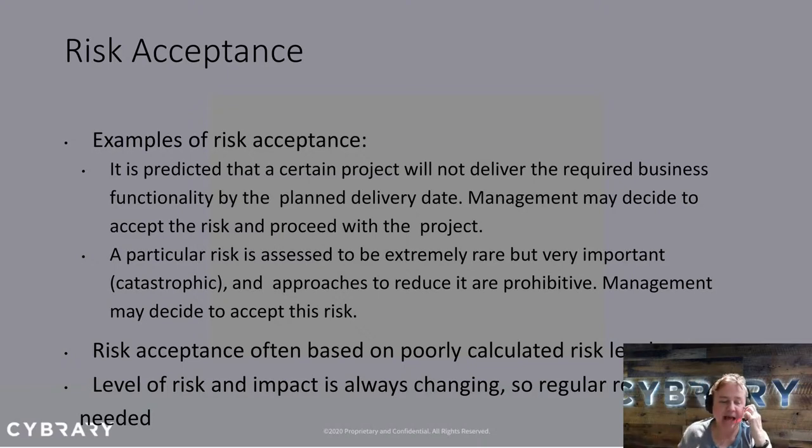It doesn't have to. As a matter of fact, this slide down at the bottom says risk acceptance is often based on poorly calculated risk levels. That's not really true. I know what I meant when I wrote this slide, but the reality is it can be based on poorly calculated risk levels. Maybe in the example up above it was, but sometimes you just have no choice but to accept a risk. But usually when we choose to accept a risk, it's because the cost of the countermeasure is greater than the potential for loss or the value of the asset.